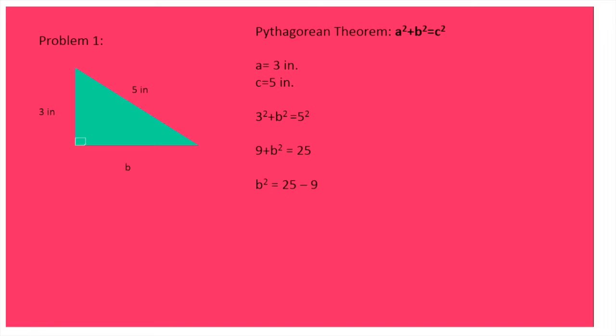Next, we need to get all the variables on one side and all the numbers on the other side. So we will subtract 9 from both sides to get b squared equals 25 minus 9. Once we subtract 25 minus 9, we will get b squared equals 16. But we are trying to find b, not b squared. So we need to take the square root of both sides to undo the squaring on b squared. When we do this, we will get b equals the square root of 16, which we know is 4. So the answer to this question is 4 inches.